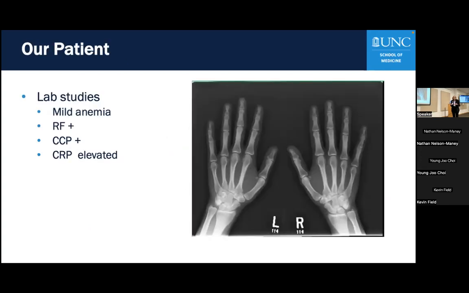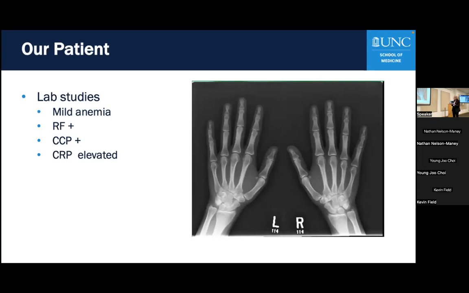We did some laboratory testing. She was mildly anemic, which is not uncommon in patients with early rheumatoid arthritis. She had both a rheumatoid factor and a CCP that were elevated. These are our autoimmune markers for rheumatoid arthritis. And her CRP, or C-reactive protein, which is a marker of systemic inflammation, was elevated. So all of that together tells me that this patient has rheumatoid arthritis.